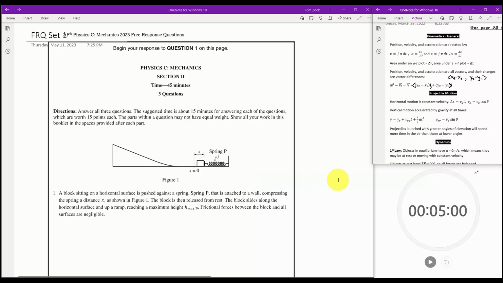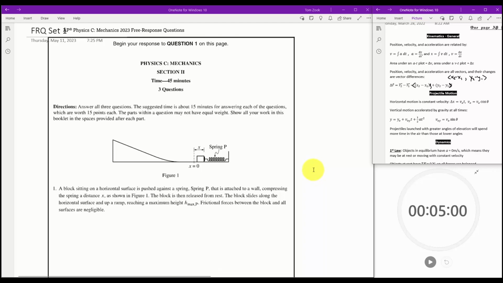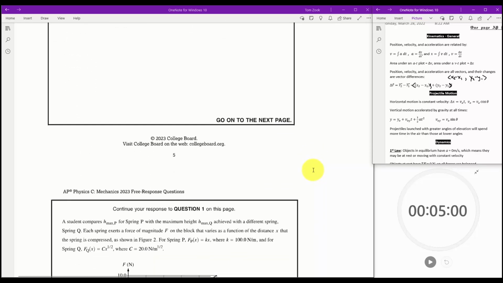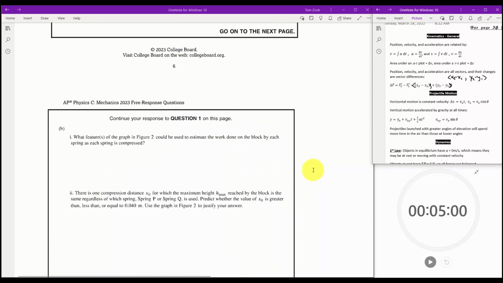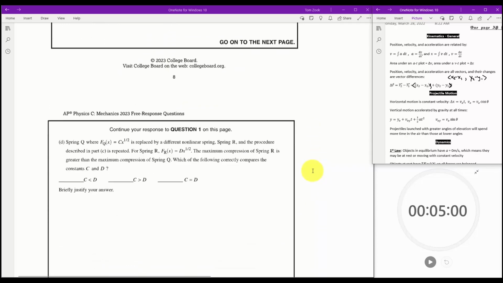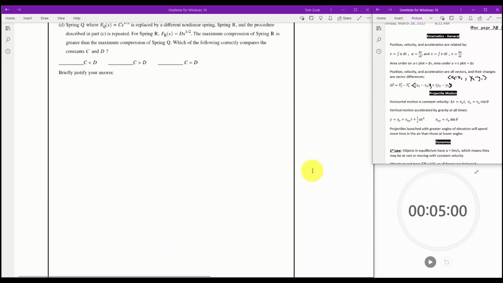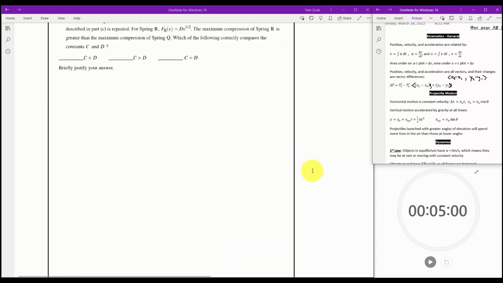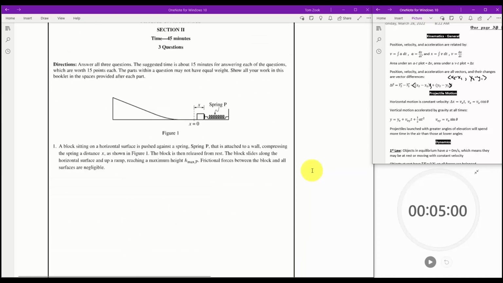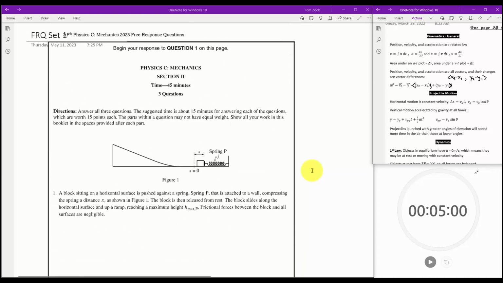For a little bit more preface, however, this FRQ set was the one that my students came back from last year and said, "Mr. Zook, it was a million pages long and it just kept going and going. We're still on problem one, and okay, there's problem number two." So this is a difficult one, all right?